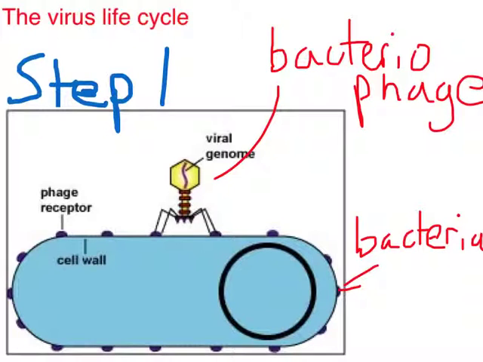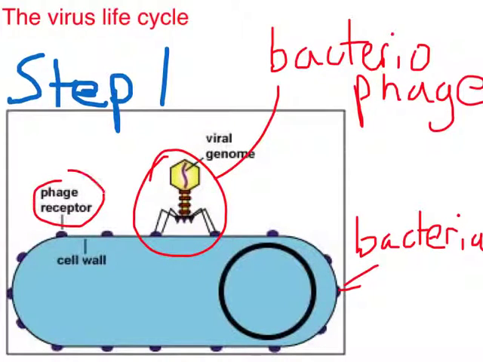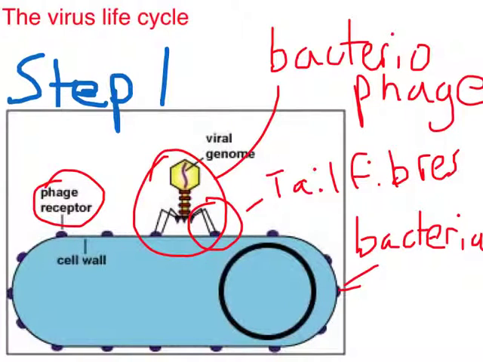Okay, so a couple of key things. You will have already labeled a bacteriophage from your textbook, and that's that guy right there. These phage receptors, these are glycoproteins that are on the bacterial cell. And you notice how the bacteriophage's legs, aka their tail fibers, are attached to those glycoproteins on the outside of the cell. That's how the virus lands on the cell.